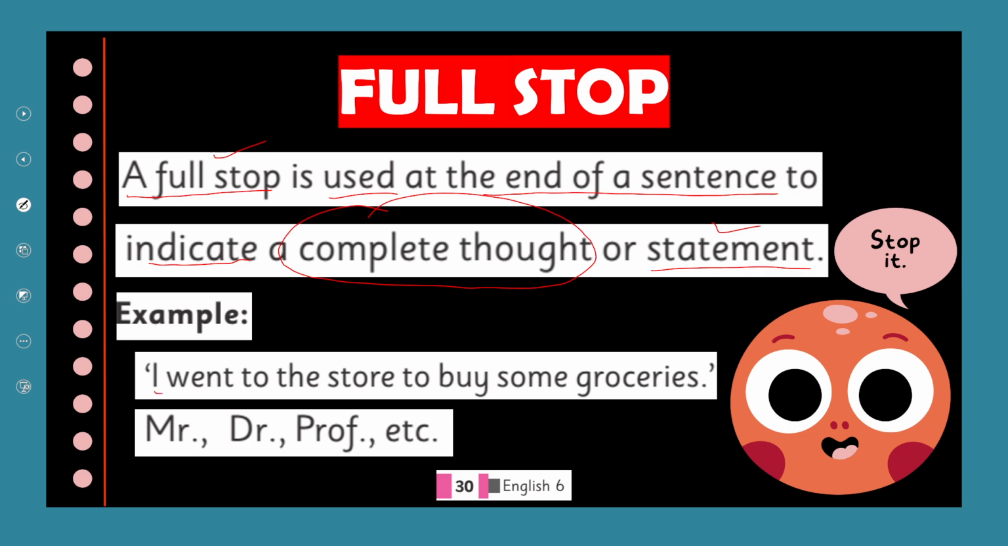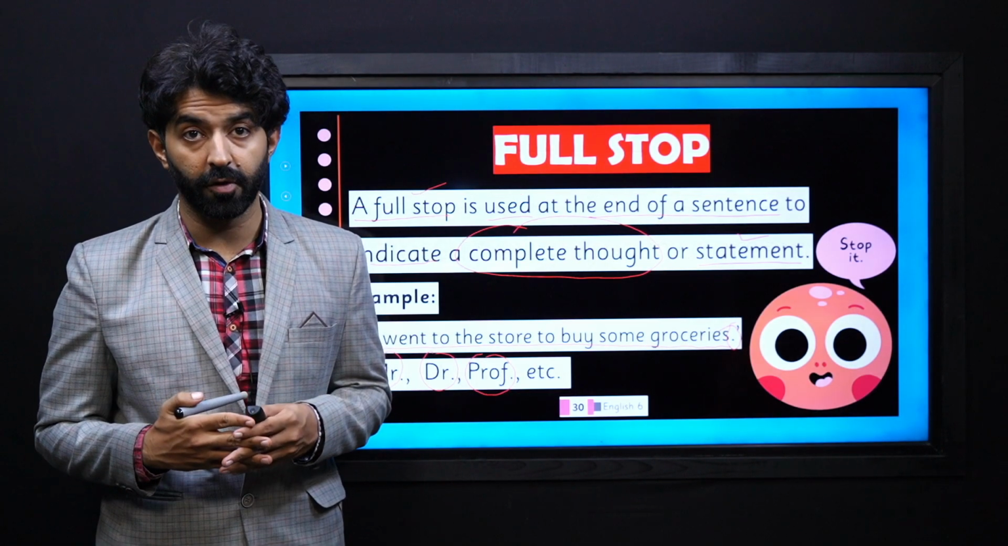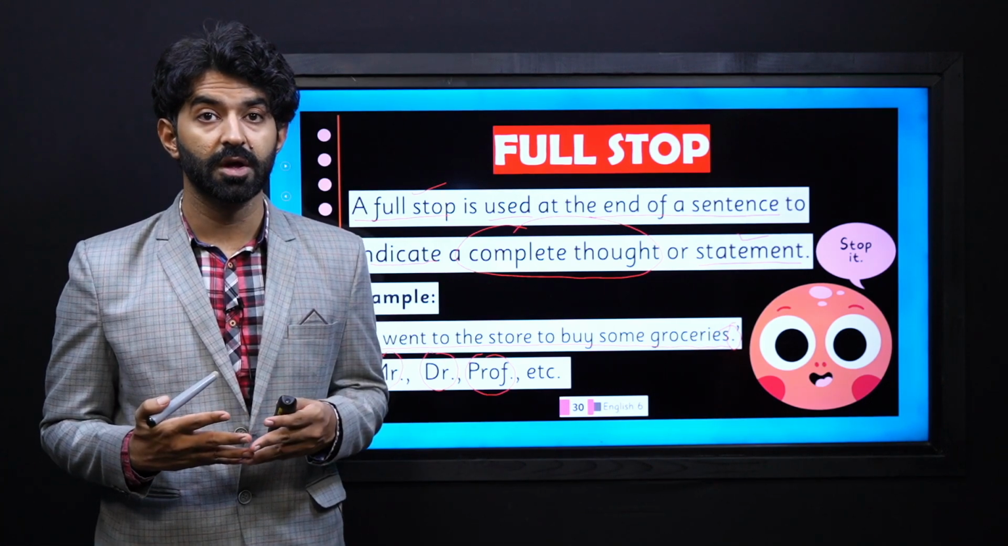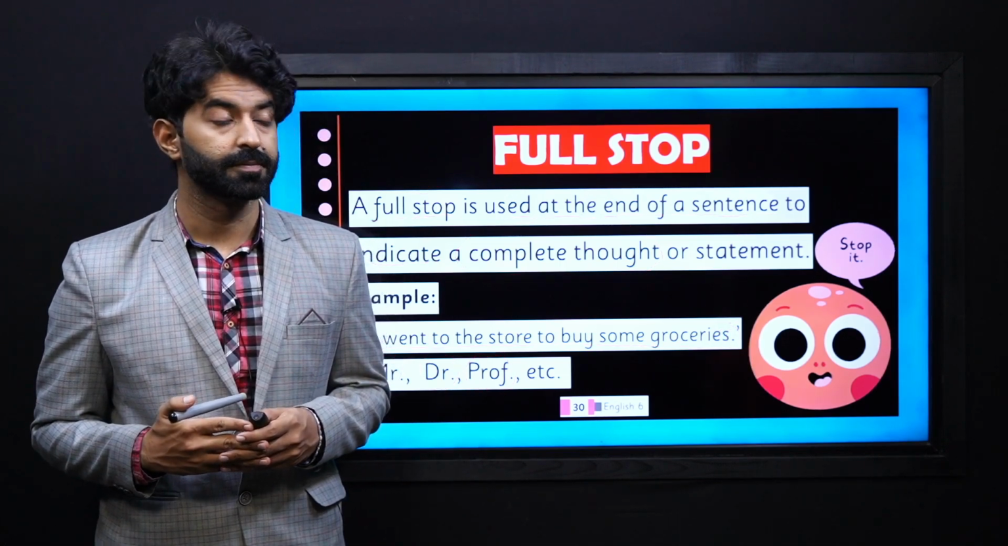For example, I went to the store to buy some groceries. Now, in this sentence, the last thing we have over here is our full stop, because this sentence is giving a complete thought, a complete idea, and a very complete meaning. Also, with titles like Mr., Doctor, Professor, etc., we are using our full stop at the end because we are using short forms, we are using contractions. So that's why full stops are also used in things like this.